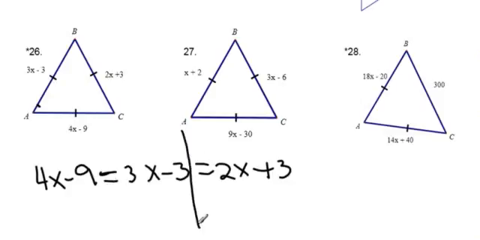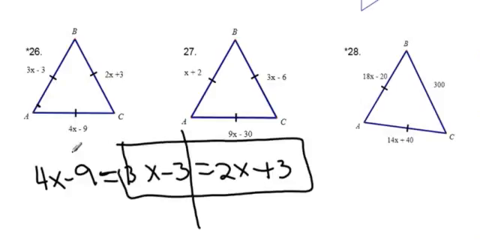You can use 4x minus 9 equals 3x minus 3, or you can use 3x minus 3 equals 2x plus 3, or you can use 4x minus 9 equals 2x plus 3. You can decide which 2 you want to use to set equal to each other. I'm going to do it 2 different ways so you can see that it's going to work the same way no matter what. I'm going to set 4x minus 9 equal to 2x plus 3.